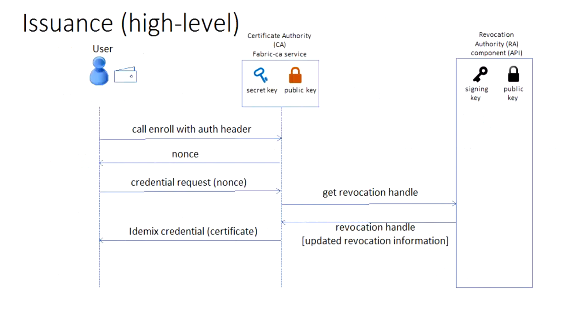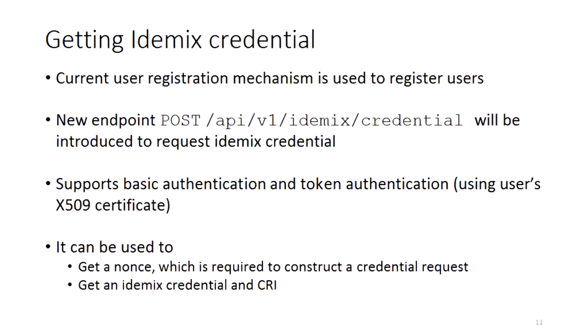Then the CA gets the request from the user, gets the revocation handle from the revocation authority, and also the CRL, the revocation information, and generates the credential and sends the credential and the CRI, which is the revocation information, back to the user. So that's the flow.